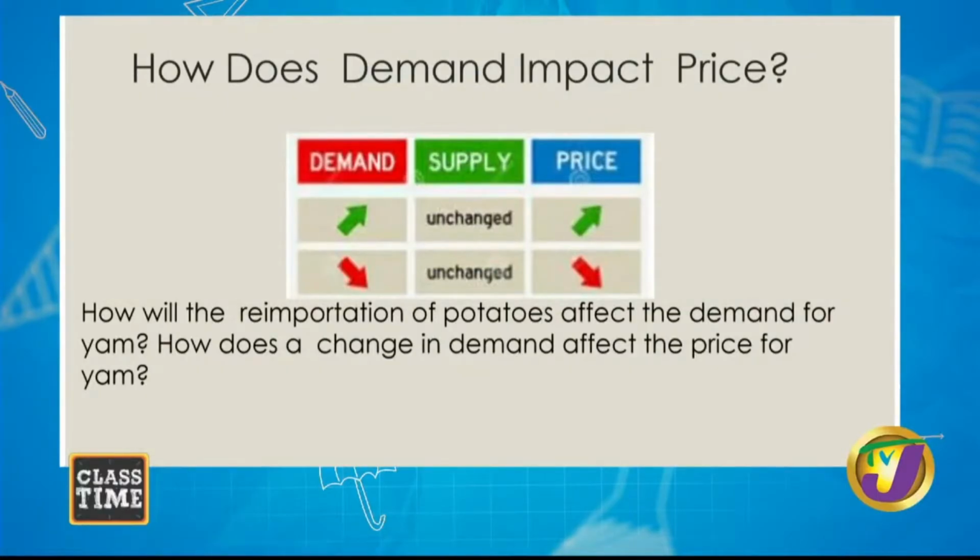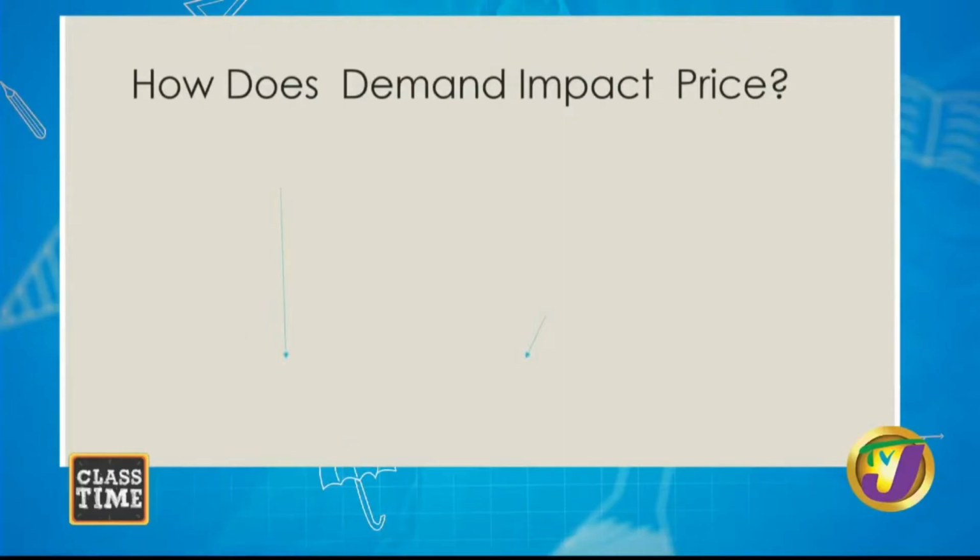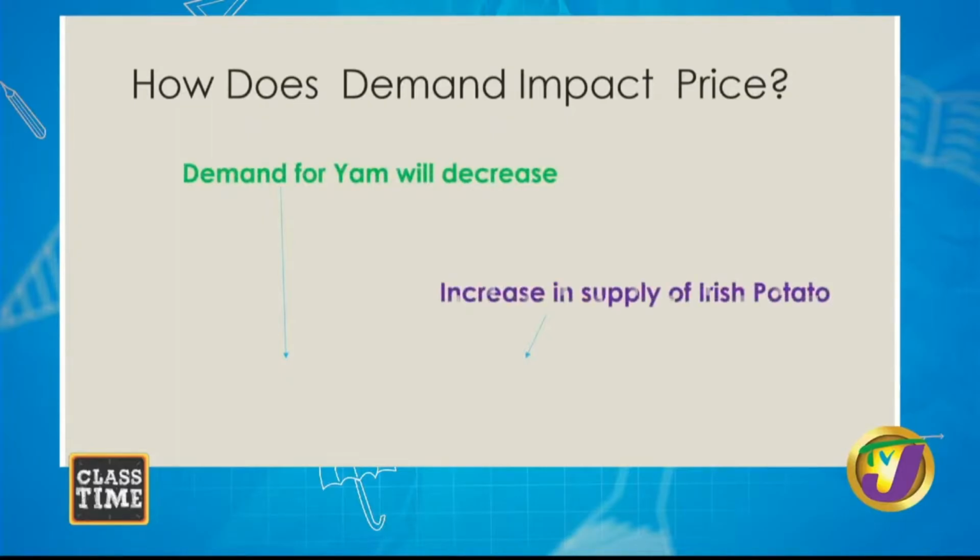Let's look if you guys got the answer correct. So let's see what would happen. Yes, we'll have a decreasing demand for yam. Also increasing supply for Irish potato because at this point now the re-importation of potato is obvious.